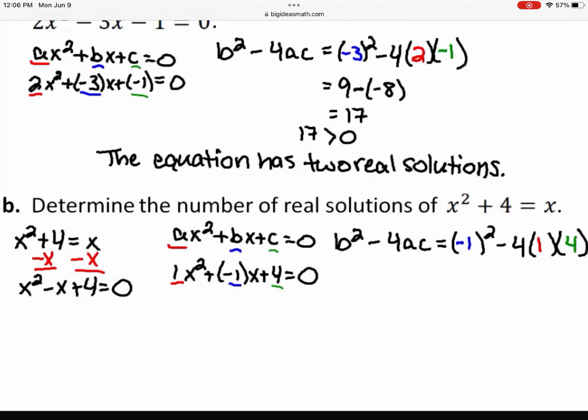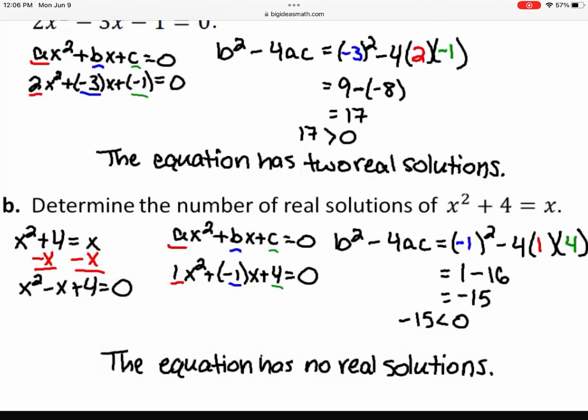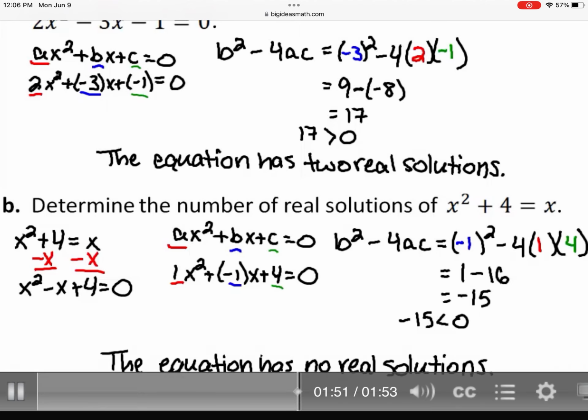The quantity negative 1 squared is 1, and 4 times 1 times 4 is 16. 1 minus 16 is negative 15, and negative 15 is less than 0. Because the discriminant is less than 0, the equation has no real solutions.